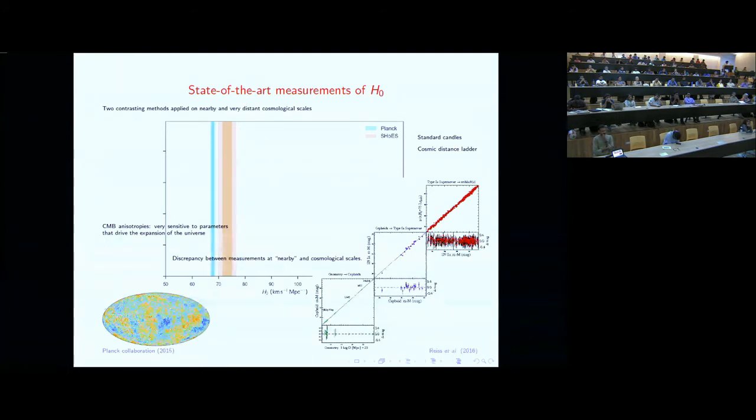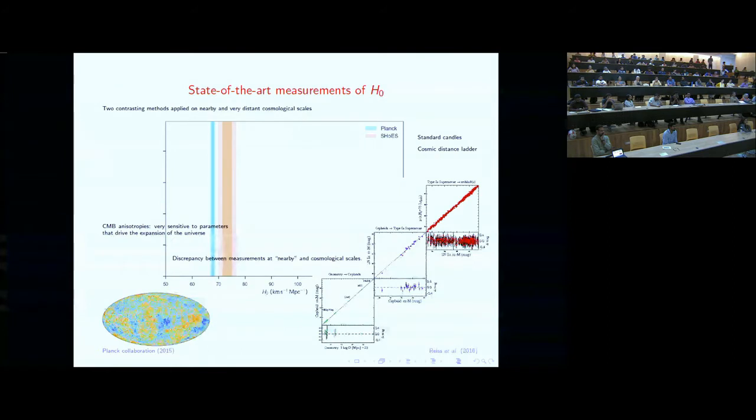On the left-hand side, we see the other method by which we can measure the Hubble parameter. The anisotropies in the cosmic microwave background, as measured by WMAP earlier and now Planck, are very sensitive to the cosmological parameters, and in particular the Hubble parameter. So from the temperature map, for example, one can infer a value for the Hubble parameter along with the other cosmological parameters.